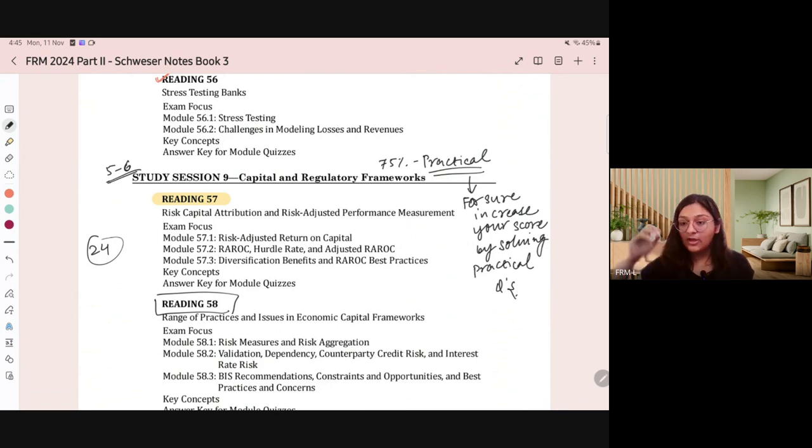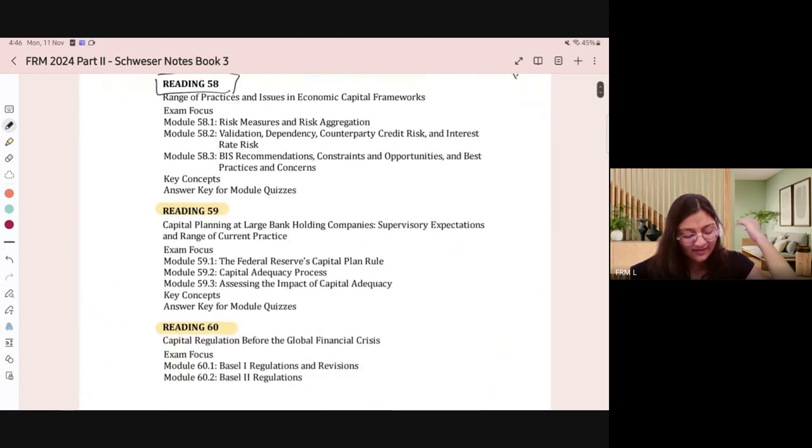Now, let me tell you when you should do this book. First of all, I recommend that you do market risk or liquidity risk. After completing one or two books, you can pick up operational risk so that there is one flow of studies, and then you will pick up this book. Now, this book is very much boring.